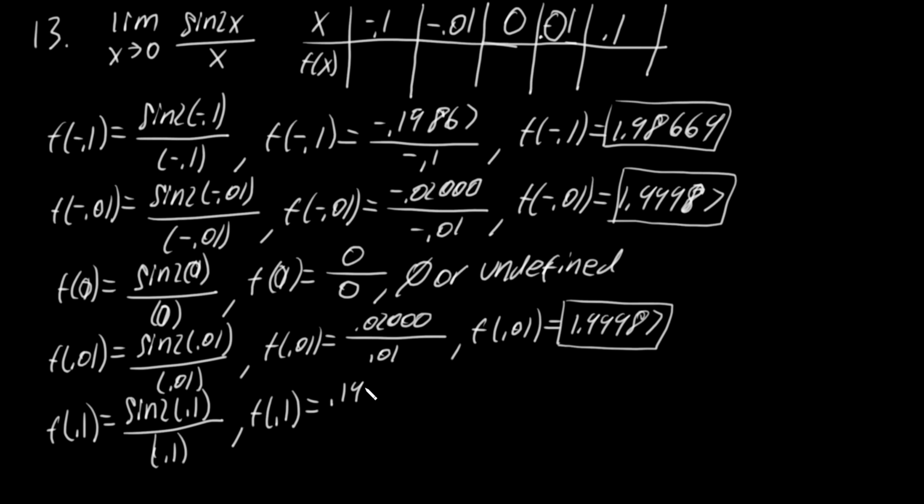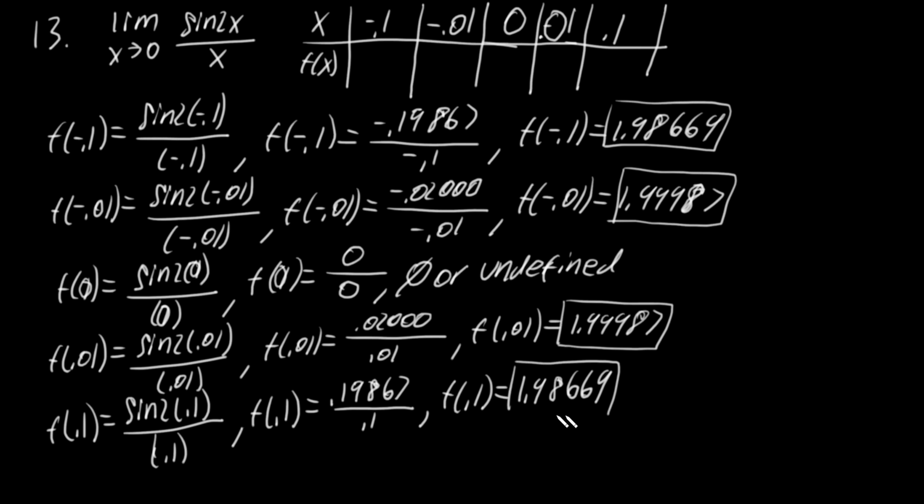0.19867 here in the numerator. And our denominator is a nice 0.1. If we just simplify this a little bit, we're going to end up getting a value of 1.98669. So that's great. We have completed our table.